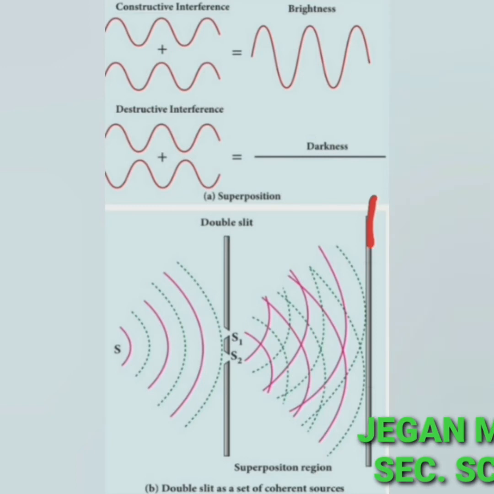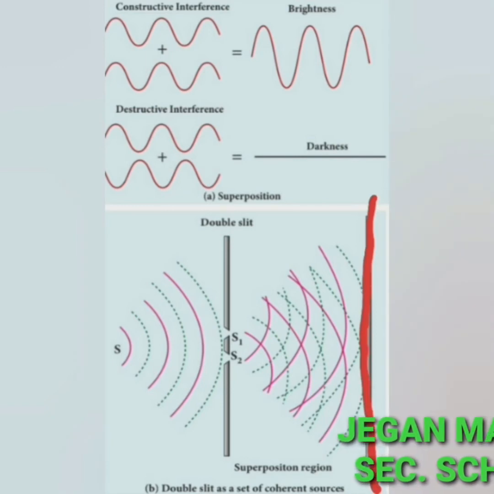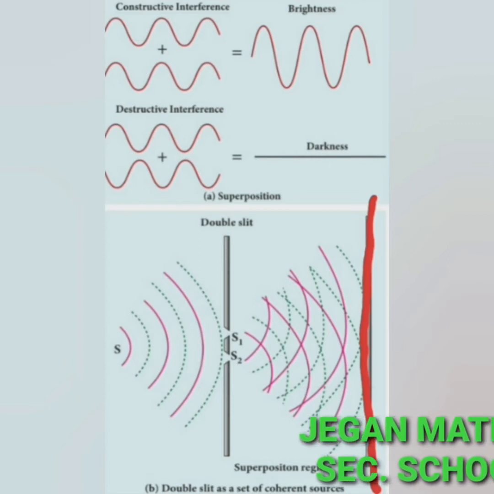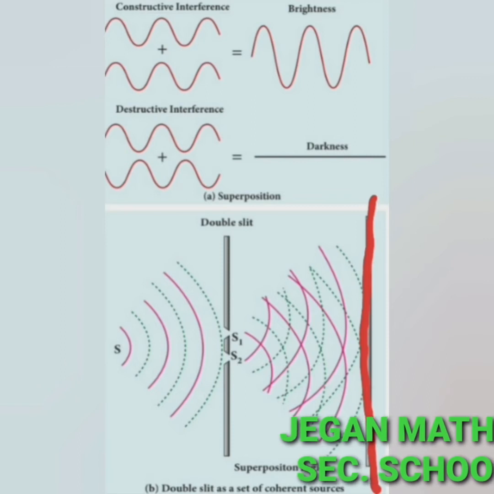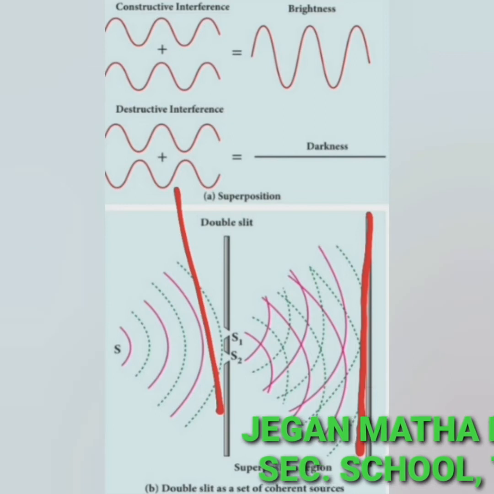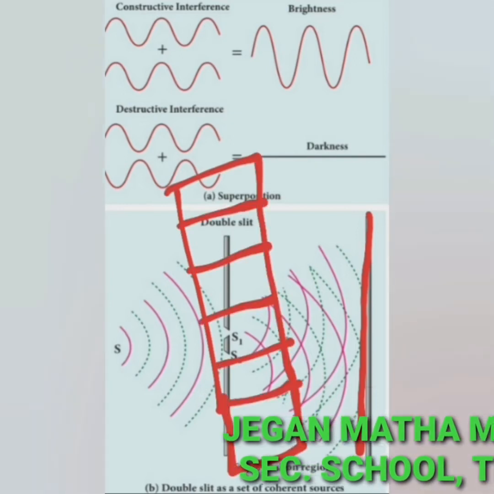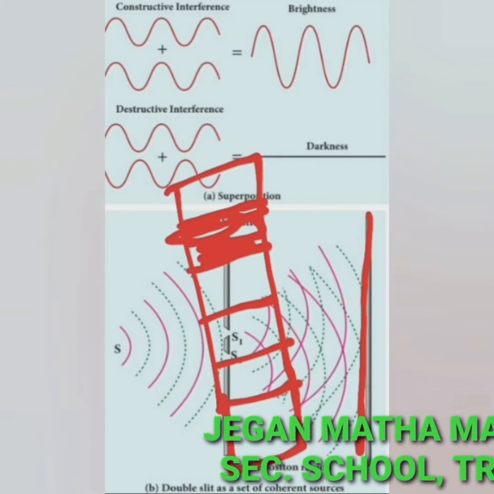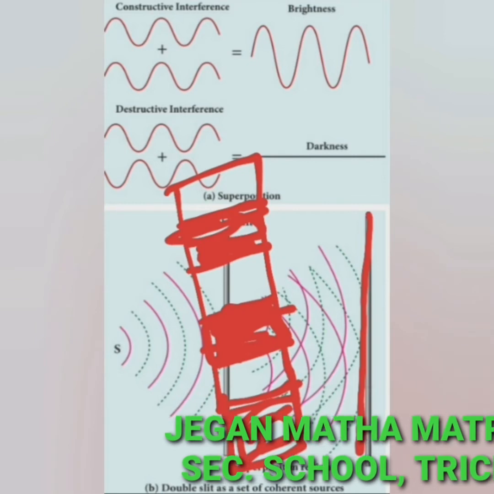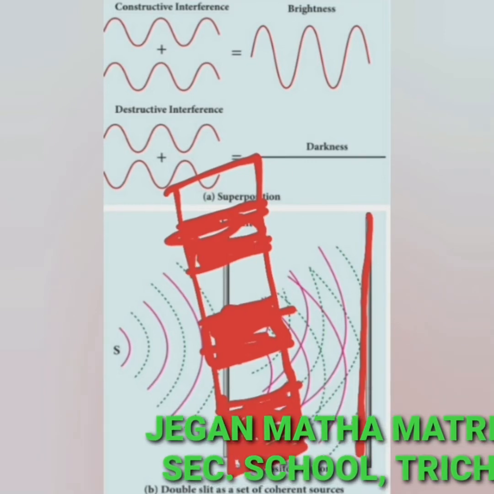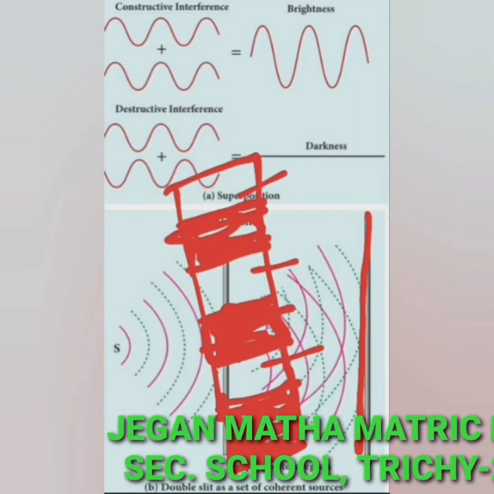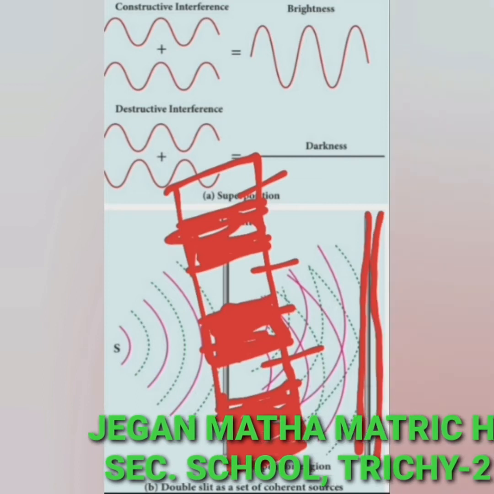On a screen, the intensity of light will show alternate maxima and minima, that is bright and dark bands, which are referred to as interference fringes. So on the screen the interference fringes will look like this: alternately bright and dark. The red colored region represents the bright fringes. Here are the dark fringes. So bright and dark bands will be formed on this screen.